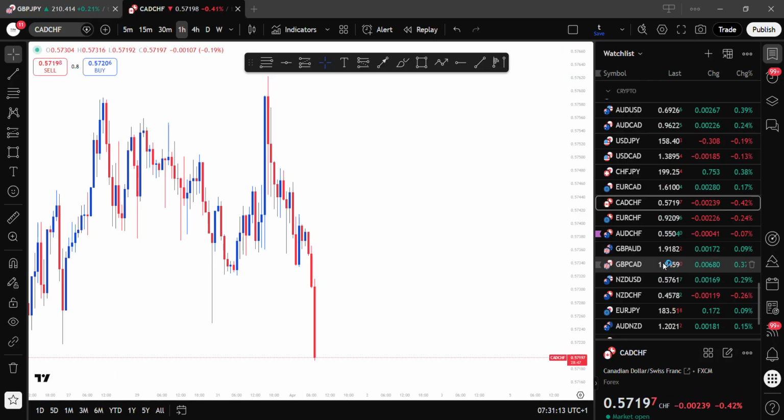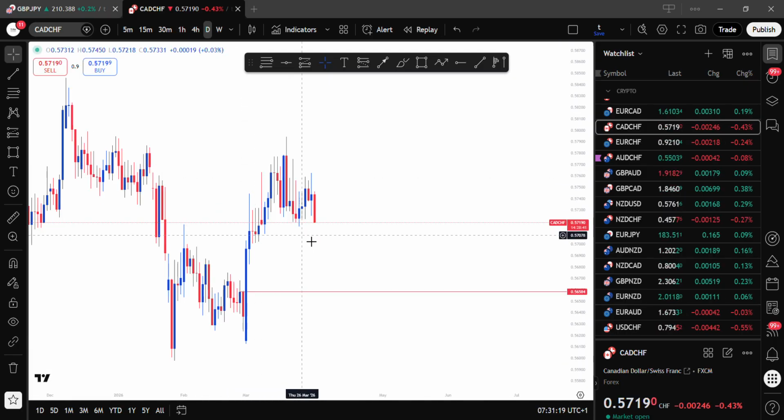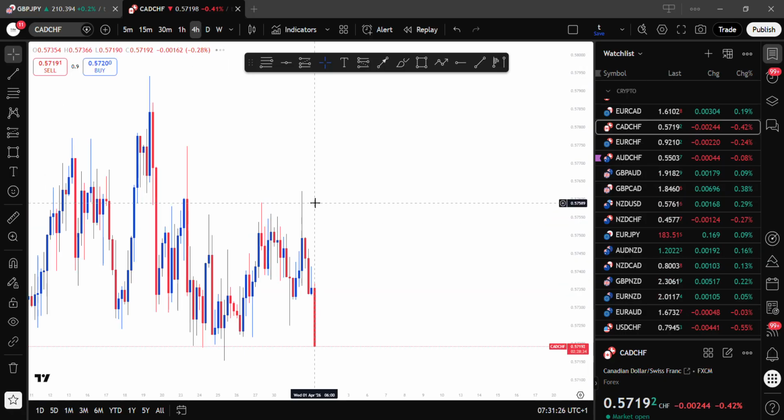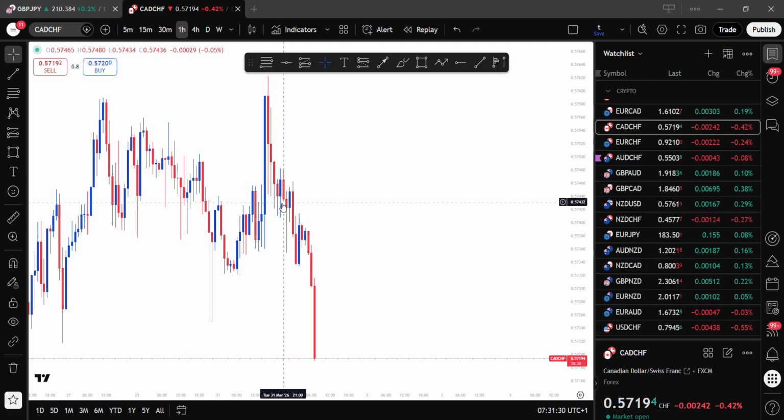On CAD CHF, you can see market has started selling. It was buying at first, but it should sell to this point and we should look for more buys from there. On 4 hours, there's no entry for a sell. There is still an entry on 1 hour. It just kept dumping, but there's no entry.